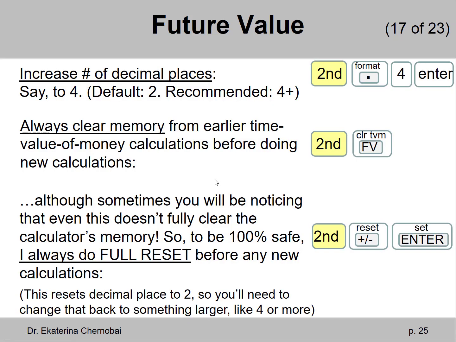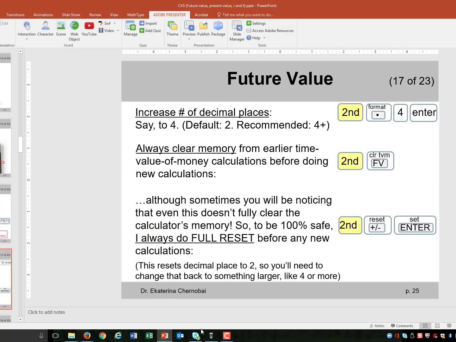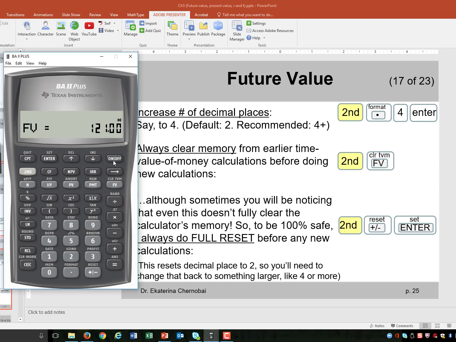A couple more things about financial calculators. 3 things. It's highly recommended in finance courses to increase the decimal places and to round to at least 4 decimal places. Round your answers to at least 4. The default in the financial calculator is 2, right? This is the default. That's what you have when you buy a calculator like this.